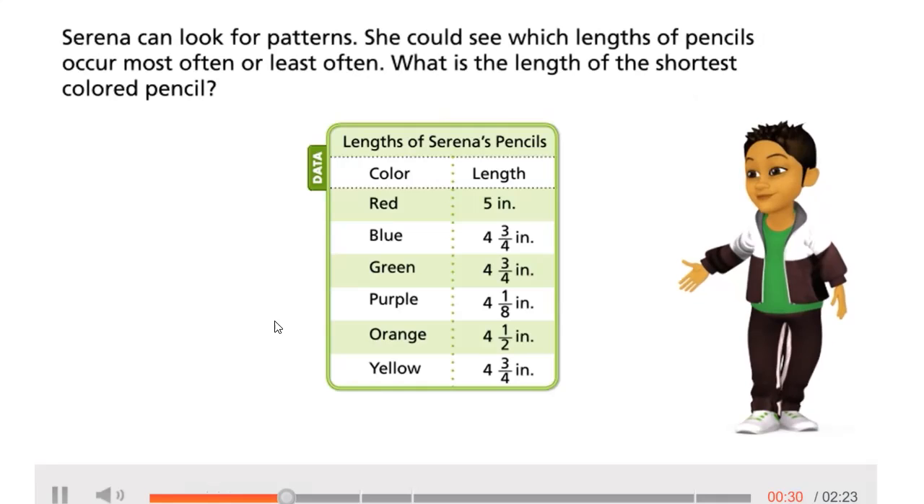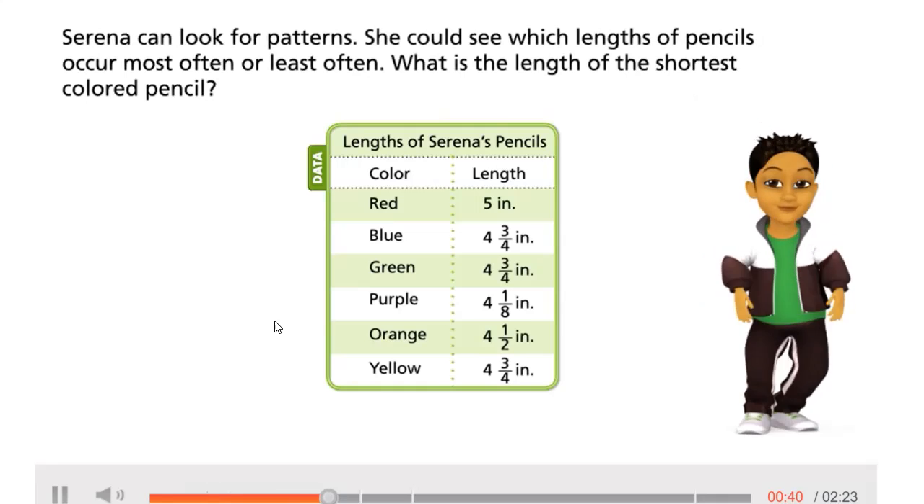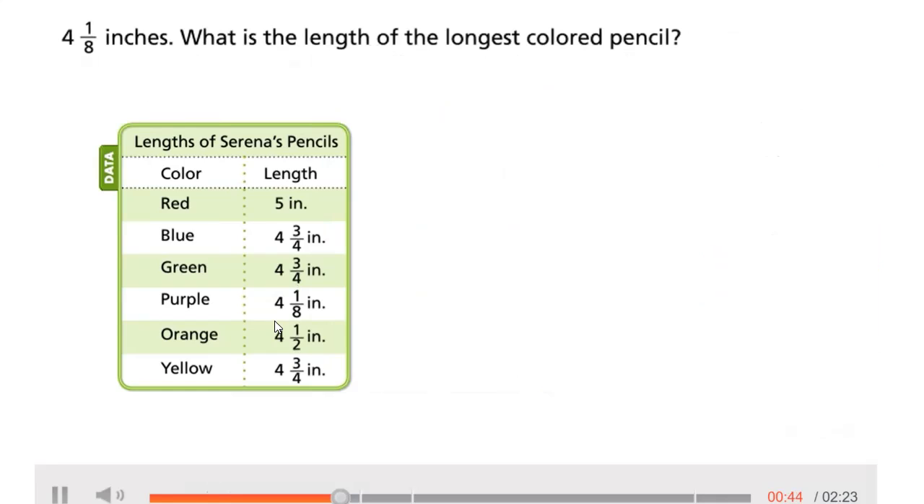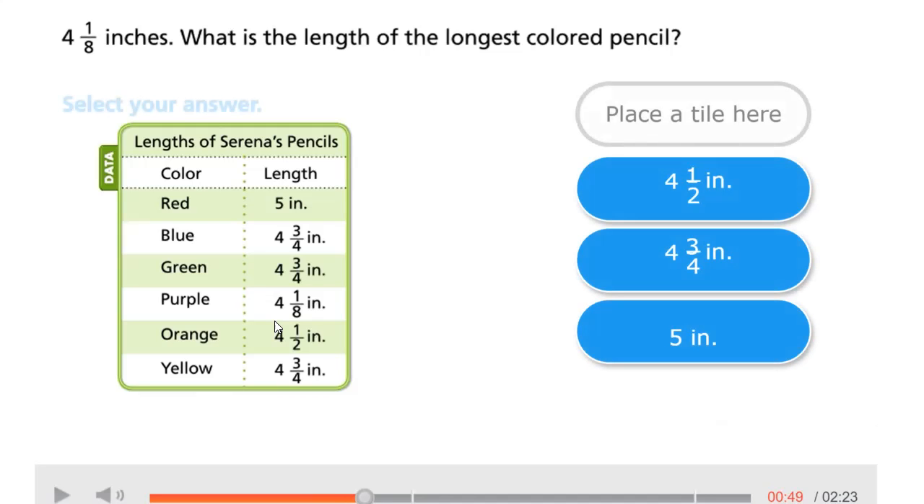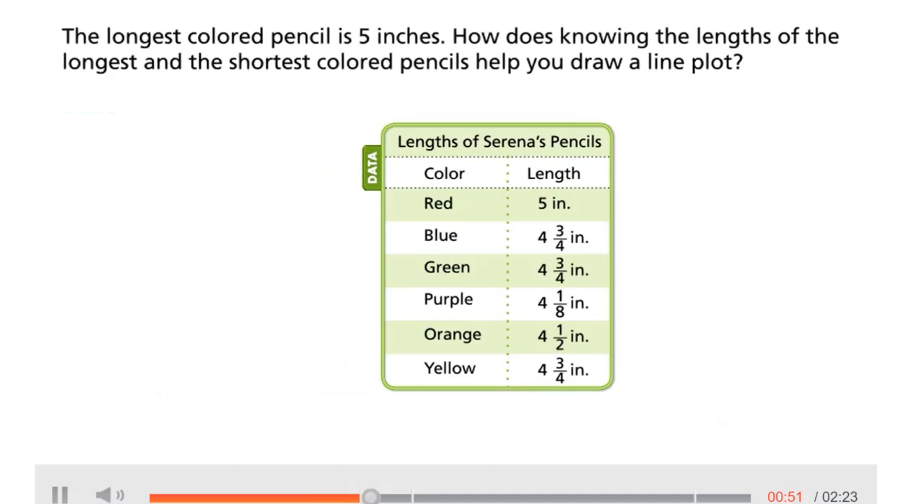Serena can look for patterns. She could see which lengths of pencils occur most often or least often. What is the length of the shortest colored pencil? 4 1/8 inches. What is the length of the longest colored pencil? Select your answer. The longest colored pencil is 5 inches.